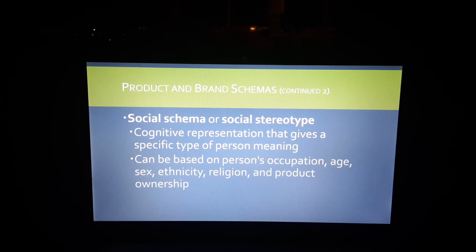Okay, social schema or social stereotype, essentially how it relates to who you are, demographically, who you are right now, and whether or not you have already owned that product. So it's a social stereotype. So what is it that's expected in a larger group of people, or your larger experience within your family or your culture?